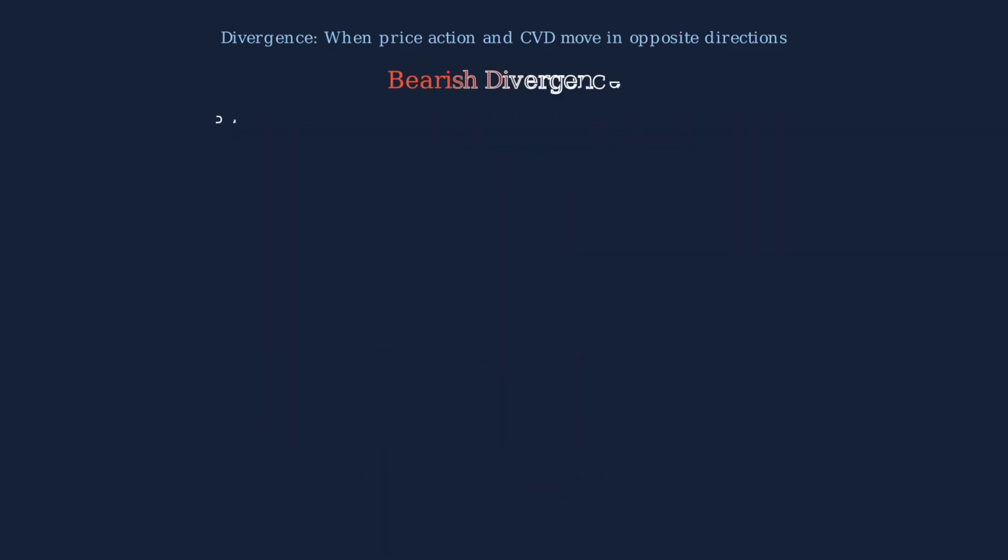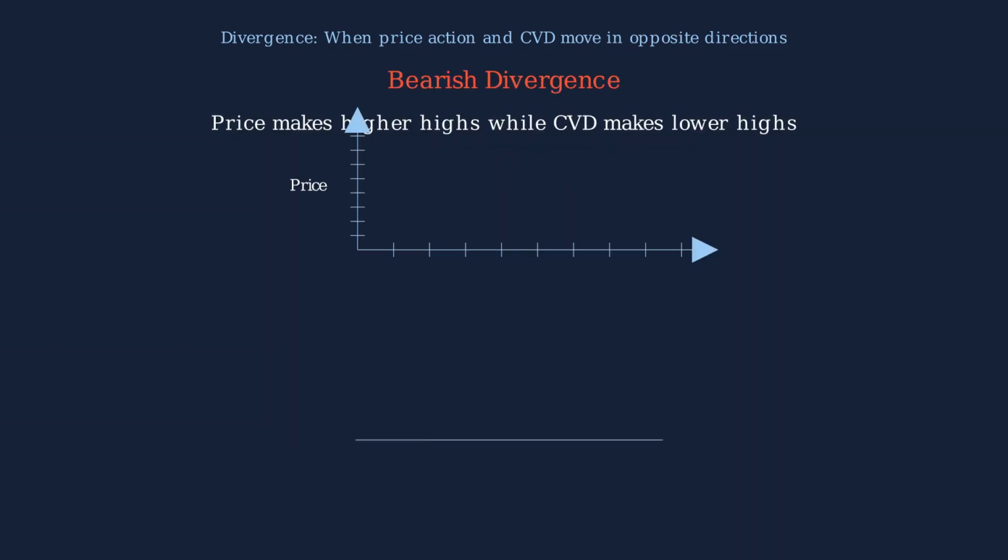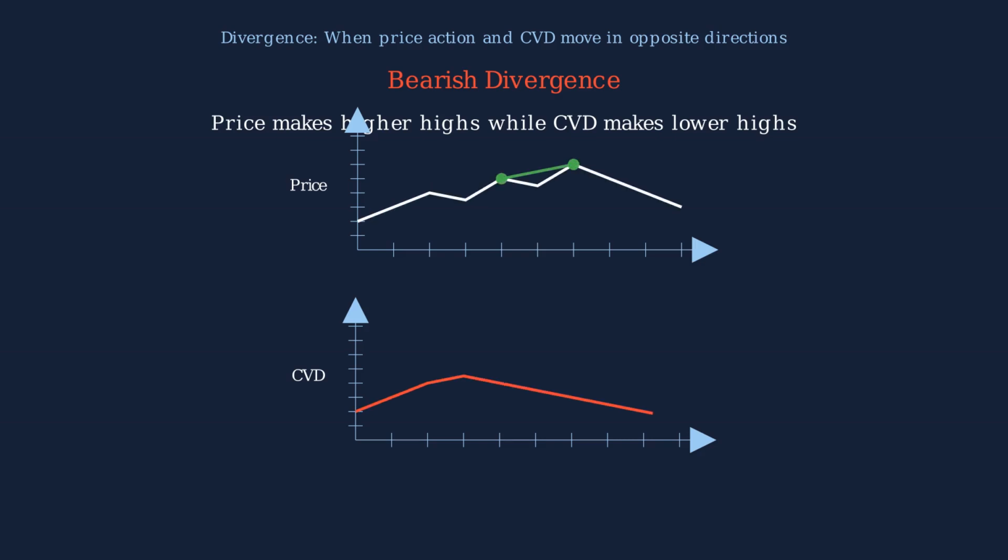Conversely, a bearish divergence develops when price makes higher highs, but CVD makes lower highs. In this example, the price is making higher highs, suggesting bullish momentum. However, the CVD is showing lower highs, revealing decreasing buying pressure despite the rising price. This bearish divergence indicates that buyers are losing momentum and a price reversal to the downside may be coming.